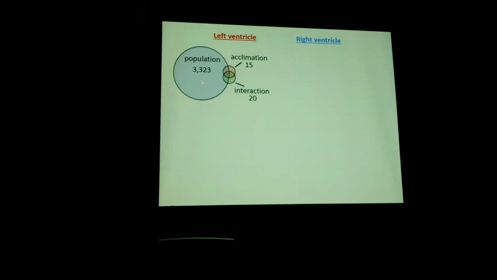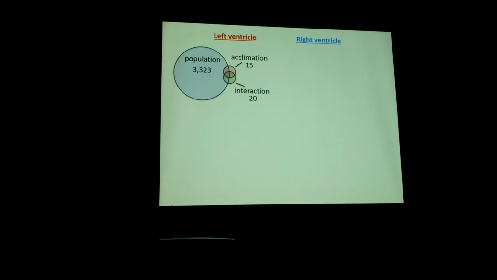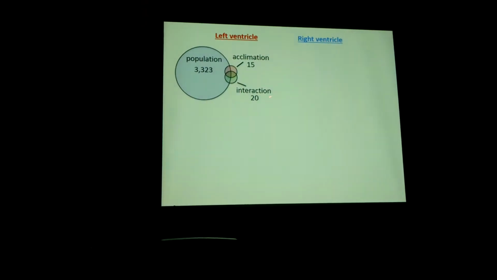So for the left ventricle, here's the number of genes differentially expressed according to each factor in this model. What we see is that there is an overwhelming number of genes that are differentiated between the populations. Very few that exhibit an acclimation effect, so a response to hypoxia. Very few that exhibit that interaction effect.